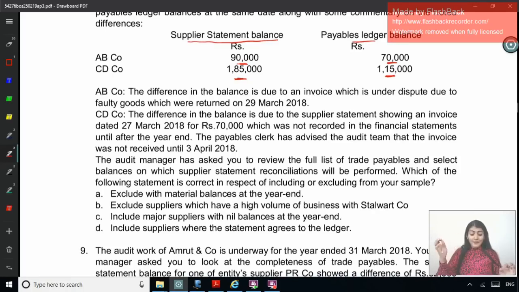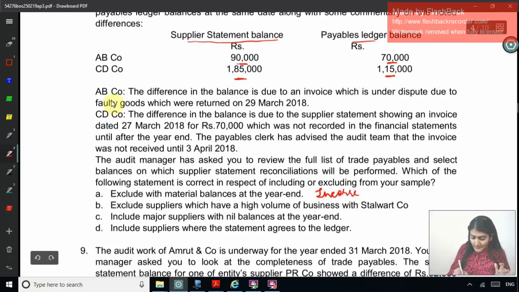Which of the following statements is correct in respect of including or excluding from your sample? Exclude material balances at the year end. So material balances at the year end, you exclude it from your audit procedure. Is this correct? No, this is incorrect. Exclude suppliers which have a high volume of business with Stalwart Company. Material balances, will you include or exclude? You will include, right? So they are saying exclude. So this is also incorrect.